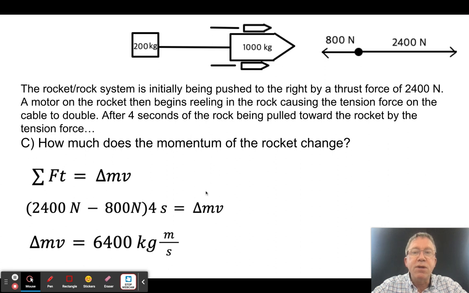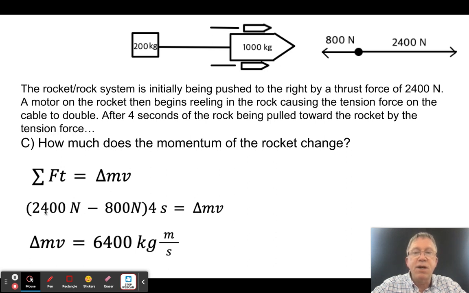Now, what we're told, if we look at the problem, I skipped over this, is that when it begins reeling in the rock, the tension force doubles. So I'm going to draw a free body diagram. Here is my rocket, and I have a thrust force on the rocket of 2,400 newtons this way and a tension force pulling backwards of 800 newtons. So I'm going to find the net force on the rocket.